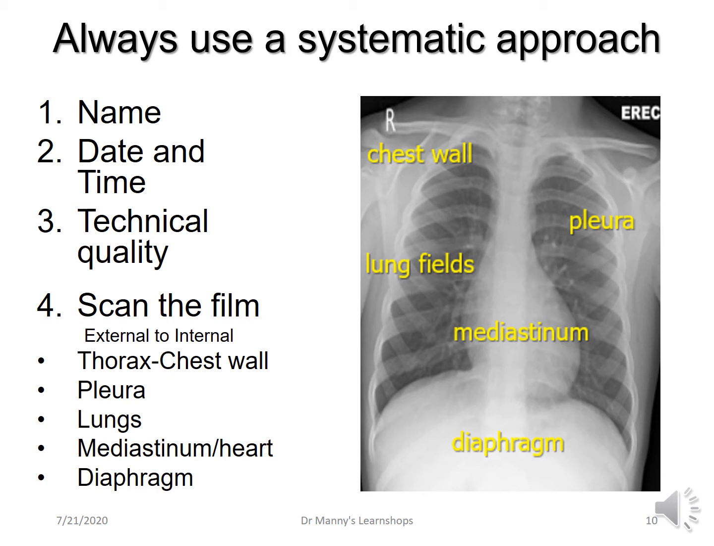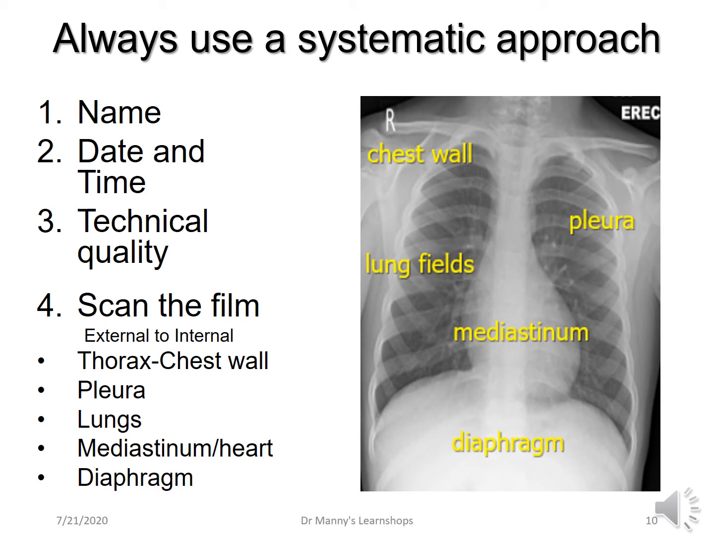Then scan the film from the outside to the inside so that you don't miss anything. So you're looking at the thorax or the chest wall, which is primarily to do with the ribs, or the bony structure: the clavicles, the spine, the ribs. Then look at the pleura. Then migrate to the lungs. Make sure everything is symmetrical.